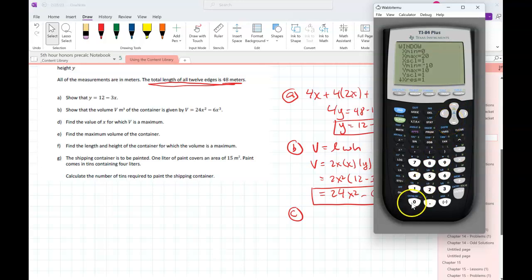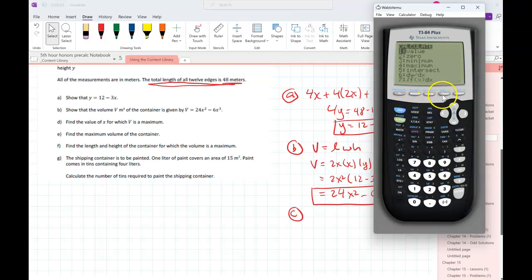And then again, I know my y's, I don't care about negative volumes, I only care about positives. And I don't really know what the upper bound is going to be. I'm just going to put 100 there for the sake of it. And if I have to adjust, I have to adjust. But it doesn't look like I do because that looks like my maximum right there.